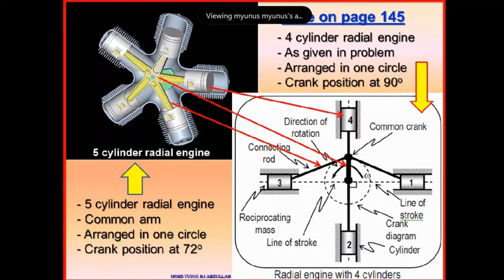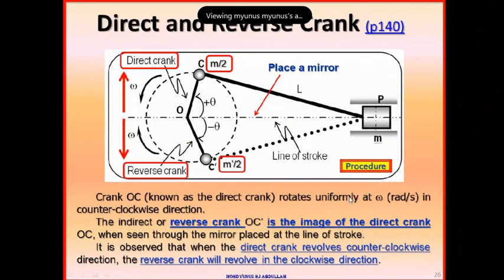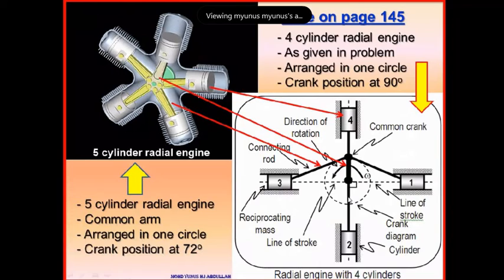Before we go to direct and reverse cranks, I would like to share the arrangement with you. This one is a 5 cylinder engine and this one is a 4 cylinder engine, both rotating counterclockwise from your seat. This is the connecting rod. The dotted line represents the line of stroke. The circle made by the crank is called the crank diagram.